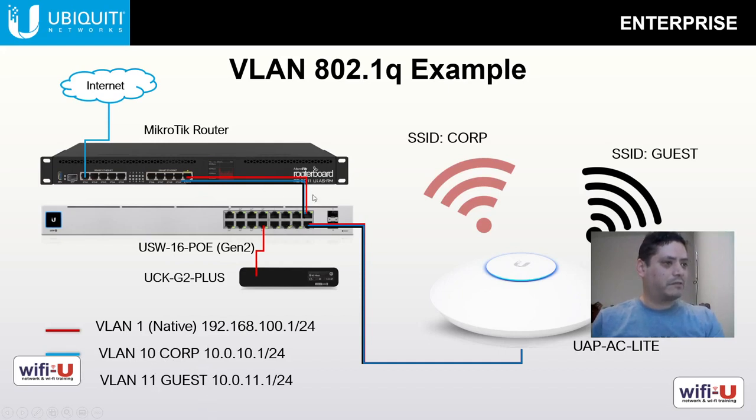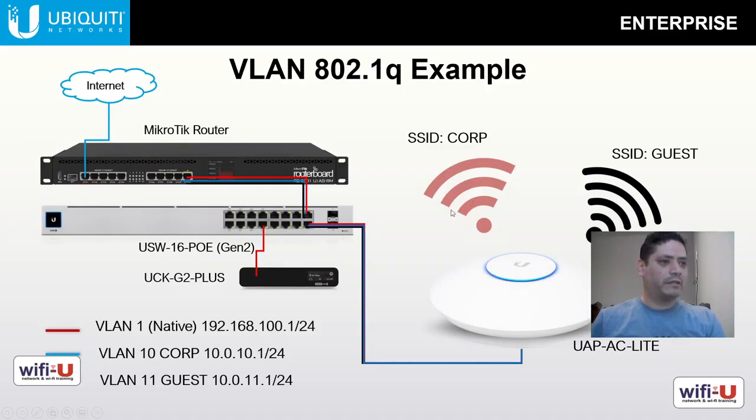Okay, so these are going to be connected to my UniFi switch. This is a USW16 PoE switch, and then it's going to be connected to the UCK Gen2 Plus Cloud Key. I have a Cloud Key Gen2 Plus here to do all the settings and the configuration. And then I'm going to send these VLANs to the access point.